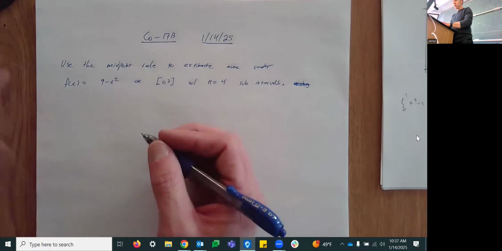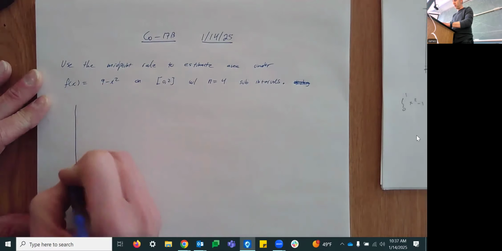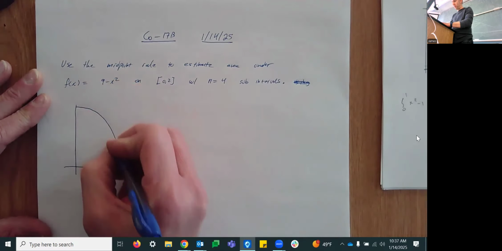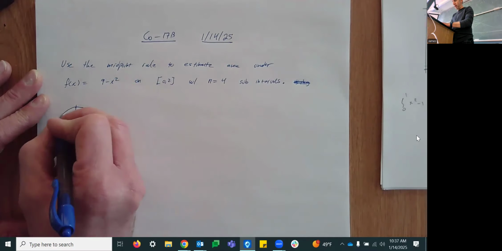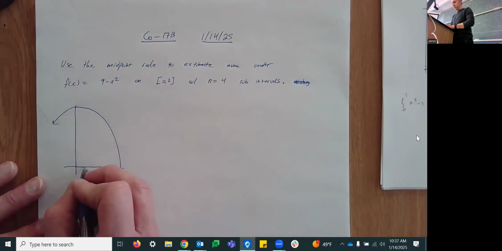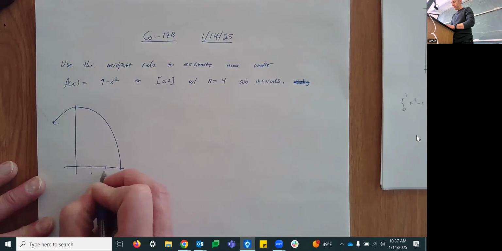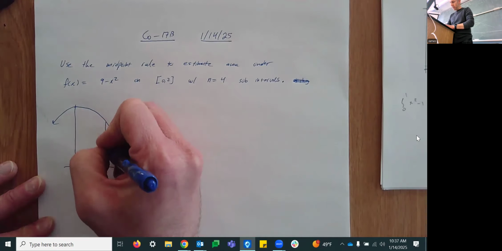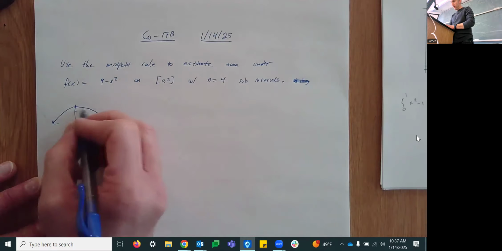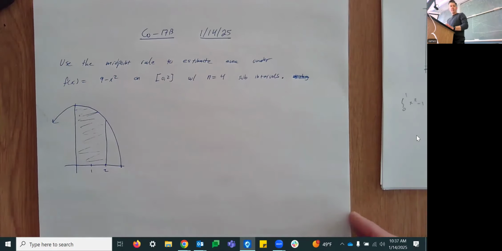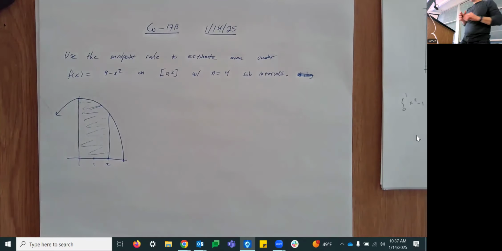So the idea here is, once again, we've got the area under some curve. It looks like that, and we're going from 0 to 2. So 1, 2, 3. We're trying to estimate this area here, so we're going to break that up into 4 equal subsections.